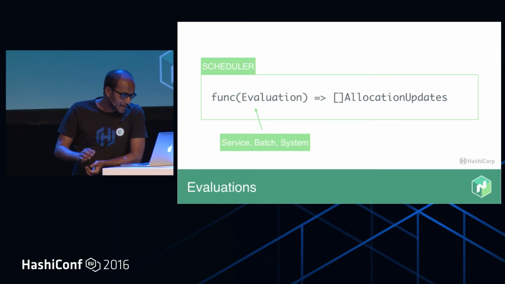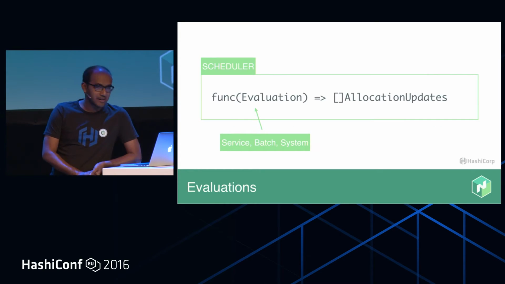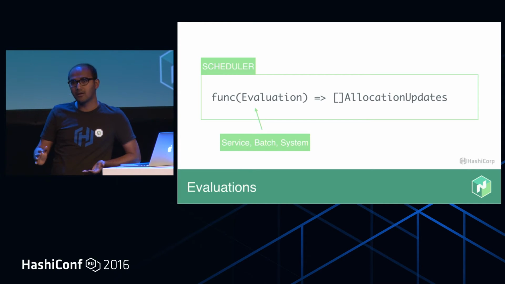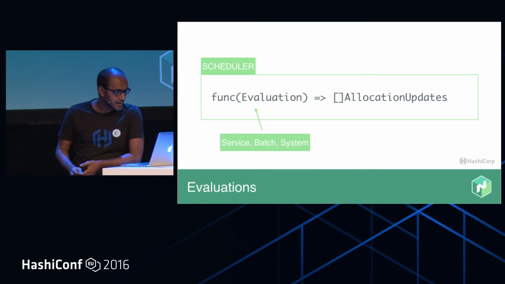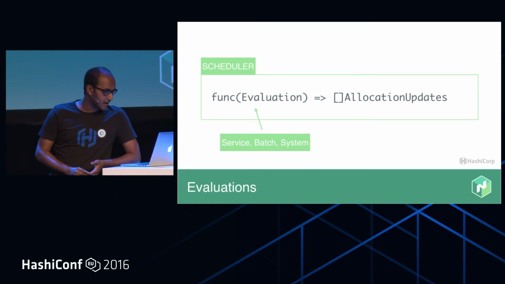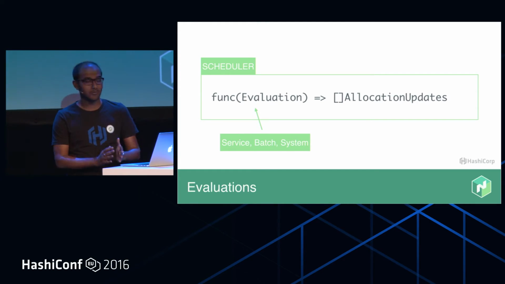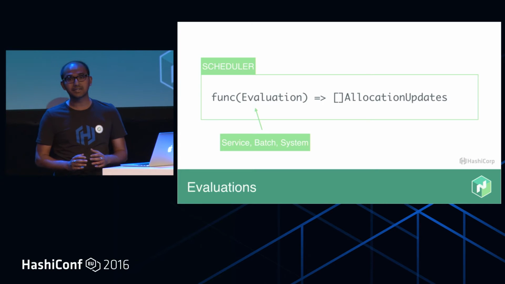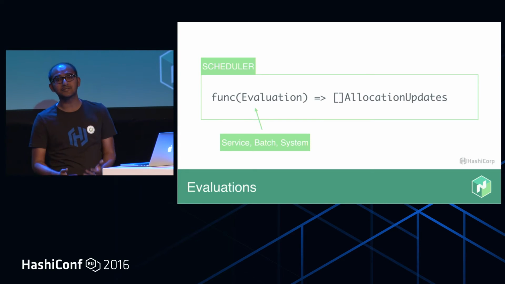And as I said, we have a bunch of schedulers which come with Nomad out of the box. The three schedulers that we have developed so far are service, batch, and system jobs. Each of these schedulers can run in parallel with each other. They don't need to all run on a single machine. They can work by themselves, and they can make independent scheduling decisions. And this is very important.